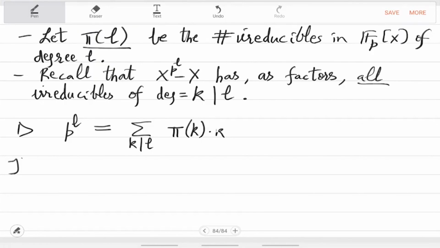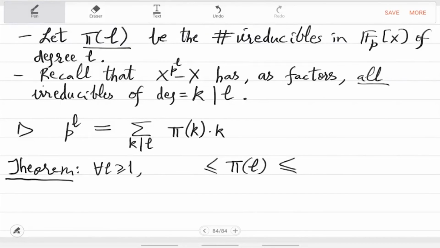Okay, so just based on this, we'll prove a major property. Let me give it as a density: the density of irreducibles amongst all polynomials of degree L is at most 1 by L and at least 1 by 2L.